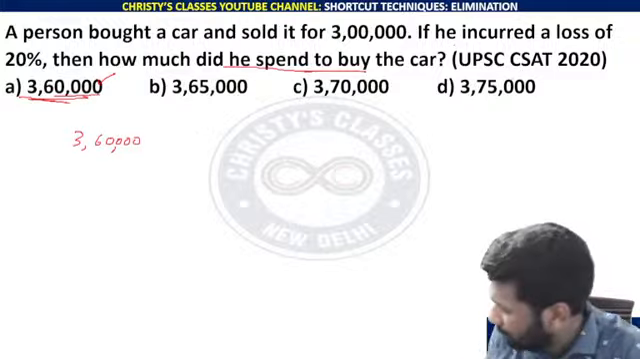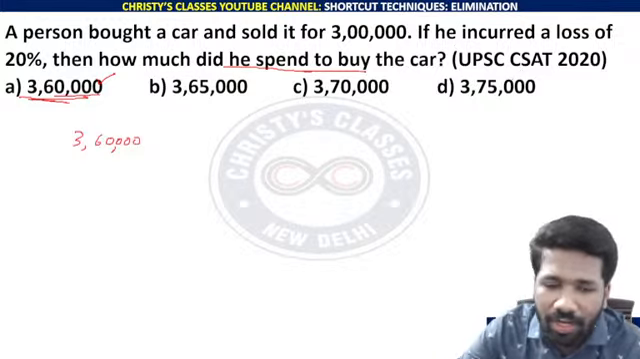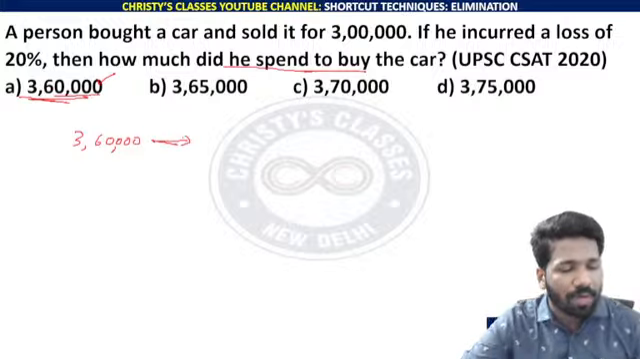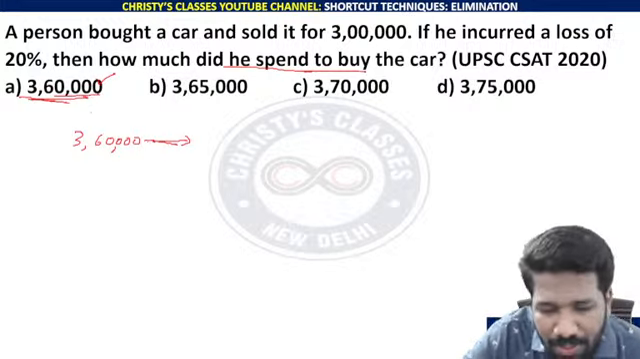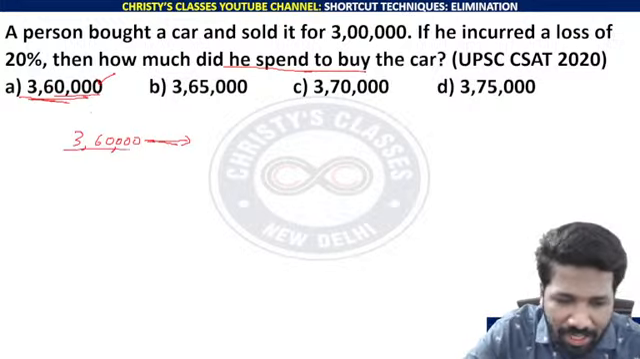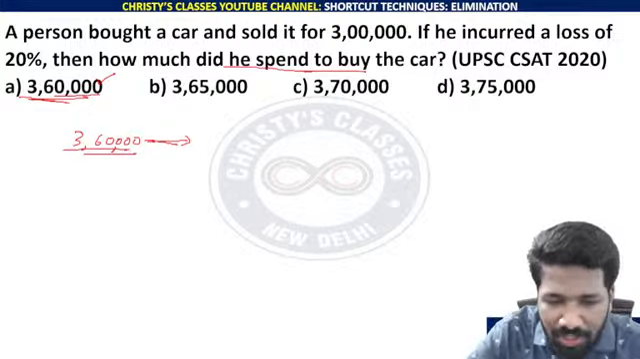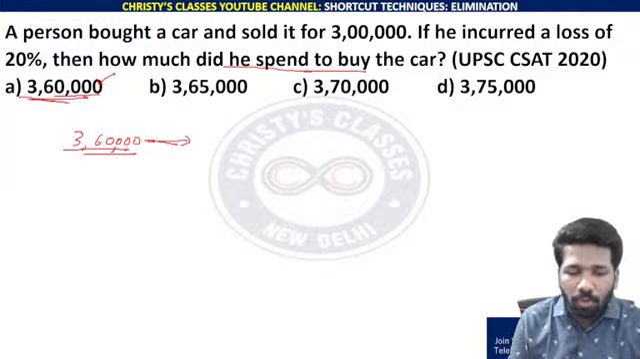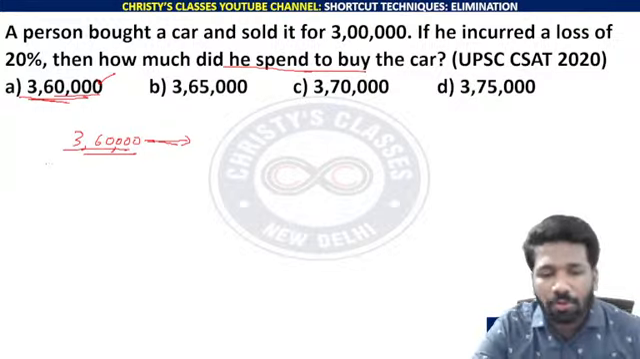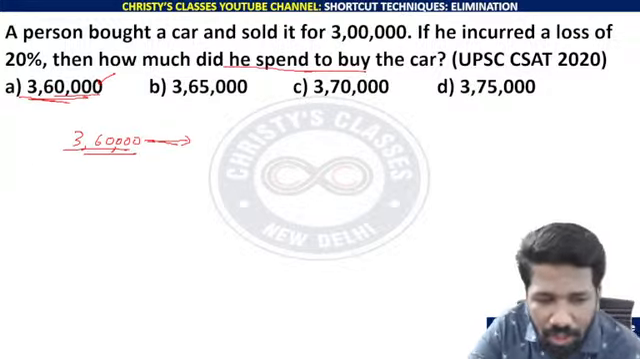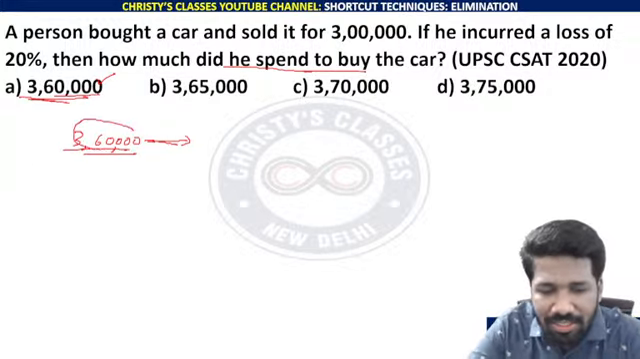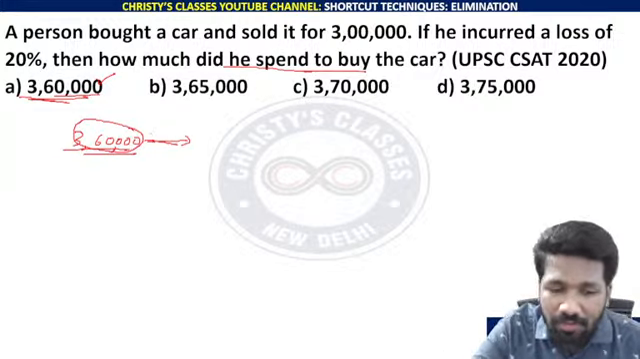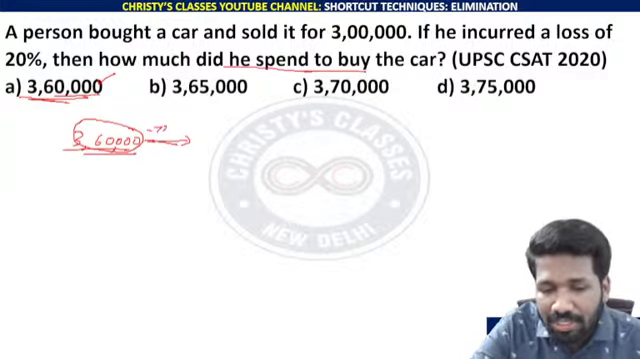If you are the person who is selling this car, you incurred a loss of 20%, which means 20% of the cost price you had, you lost in this transaction. 20% of 3,60,000 is how much? That is where mental math comes into play. If you know mental math, that will be very easy. You don't have to do 20 by 100 into 3,60,000. You just have to do 10% of 3,60,000, which is 36,000, by shifting one decimal to the left. 20% will be 36,000 plus 36,000, which is 72,000.